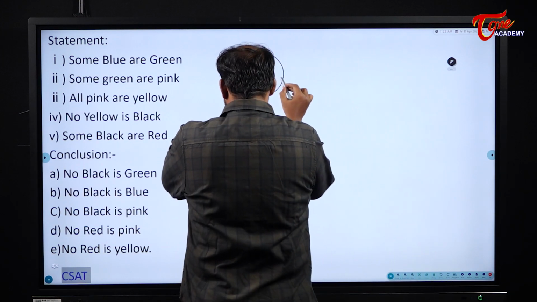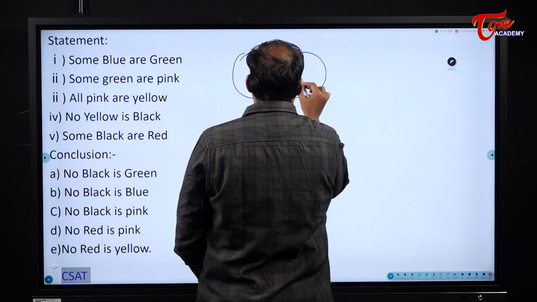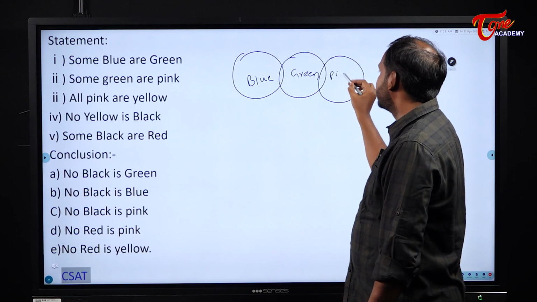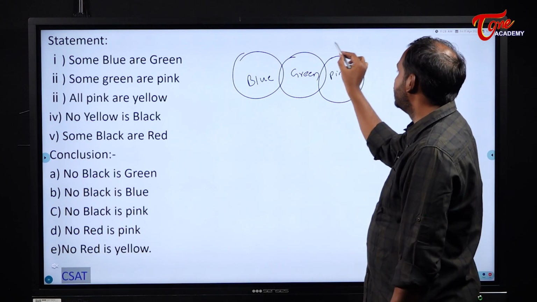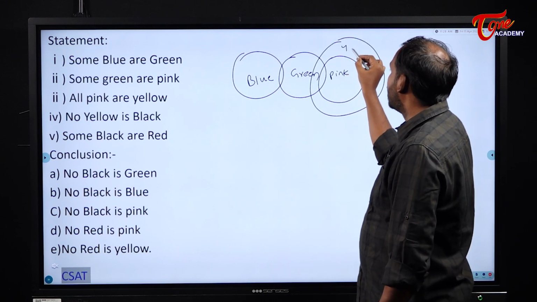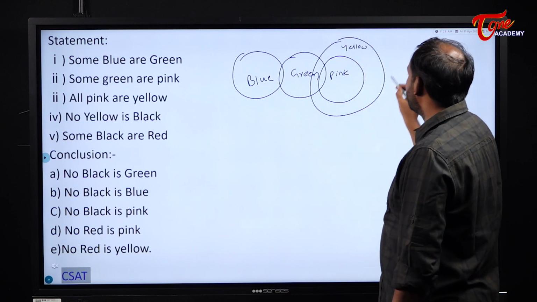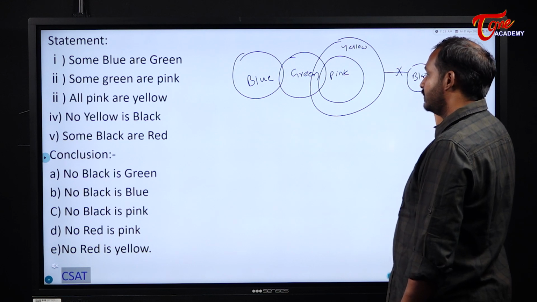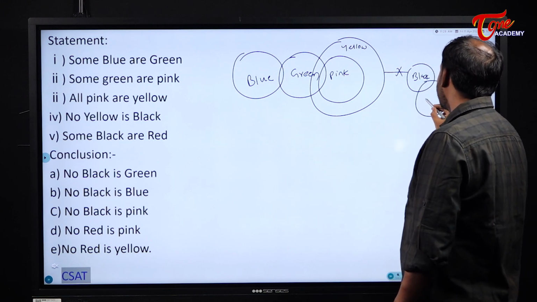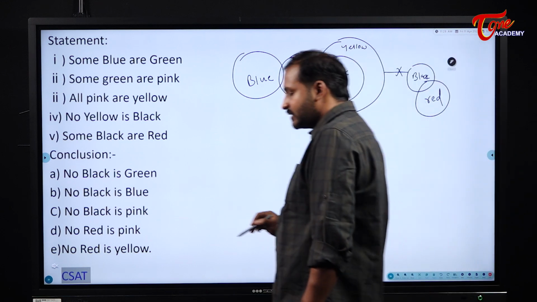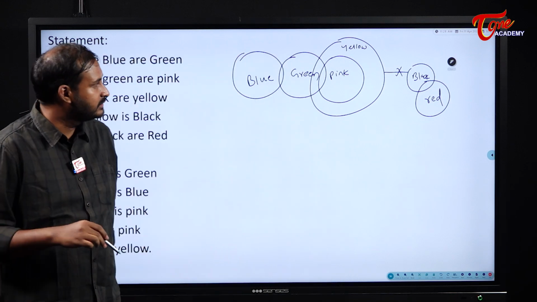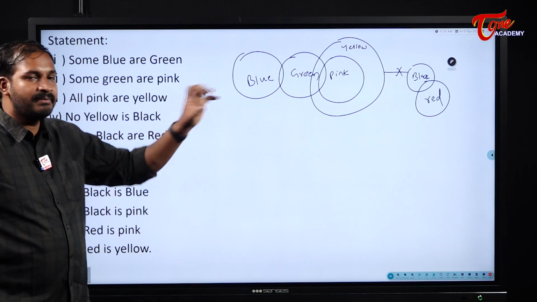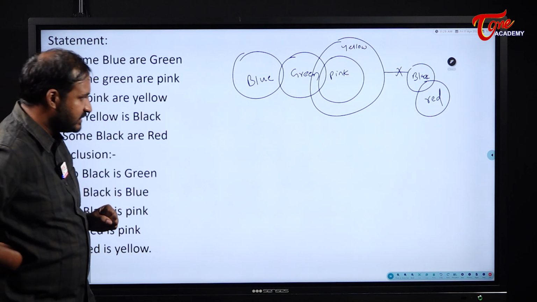Some blue or green. Some green or pink. All pink or yellow. No yellow is black. Some black or red. So this is the basic diagram, right? From the given statements, this is the basic diagram for us.